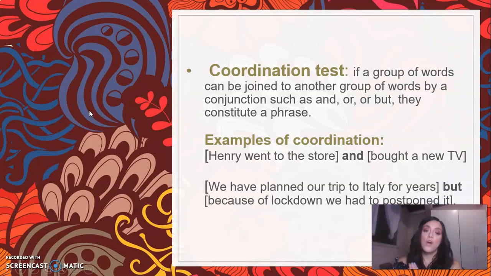Now we have the last one, the coordination test. If a group of words can be joined to another group of words by a conjunction such as and or but, they constitute a phrase. So, like this. Henry went to the store and bought a new TV. Here I have two different phrases, and the conjunction and is helping me to make a whole. We have planned our trip to Italy for years, but because of lockdown, we have to postpone it. Again, I have two different phrases, and the conjunction but is helping me to make a whole.